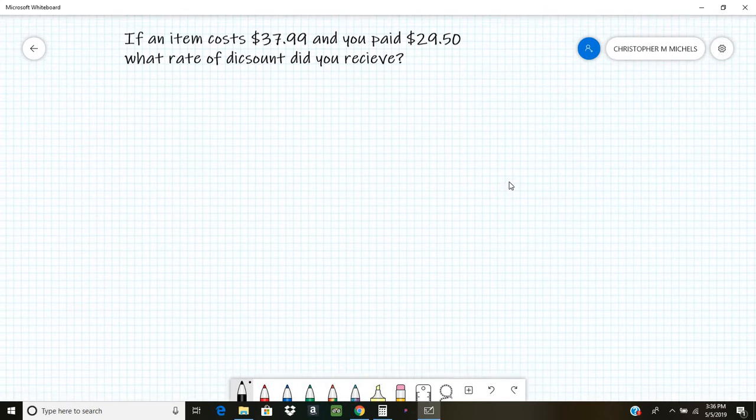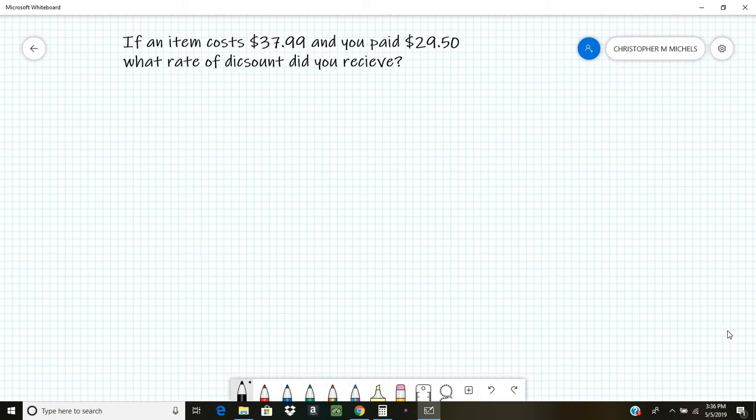Okay, so we look at this example at the top there. They said if an item costs $37.99 and you pay $29.50, what rate of discount did you receive? Anytime they use the word rate, anytime we're talking about rates, that always means percent. Probably the thing you hear this most on is interest rate. But anytime they're talking about those, they're talking about percentages. So when we look at this one, they're trying to figure out what percent we got off.